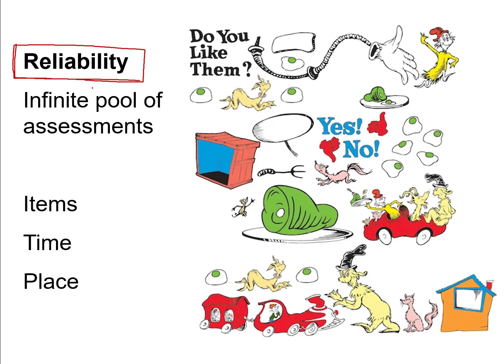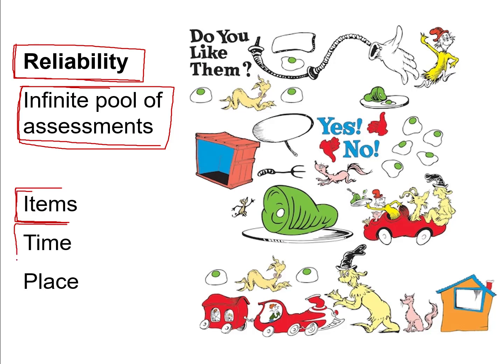Now, one thing to keep in mind in just talking about reliability is that we're going to assume that there's an infinite pool of assessments that I could use anytime I want to assess something. So if I wanted to assess depression or relationship satisfaction, or say I wanted to assess how much a person likes green eggs and ham, I'm going to assume there's an infinite pool of assessments I could use to assess each of those things. And this infinite pool would include different items that I might use to assess that thing, different times that I might assess that thing, or different places I could conduct my assessment.